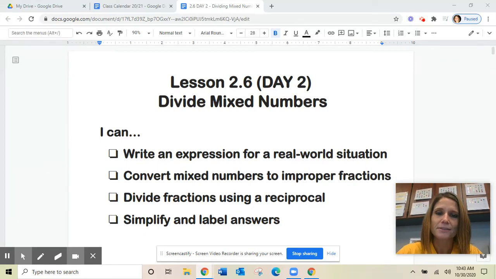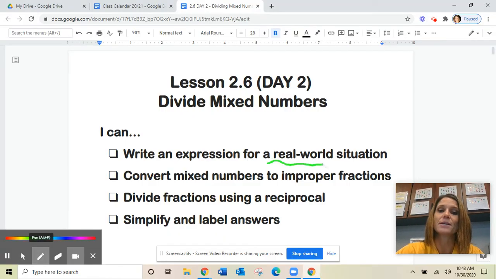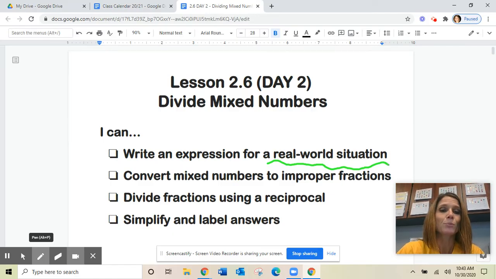Welcome back, mathletes. We've got our second day of using division with mixed numbers. Our focus today, though, is going to be on real-world situations. When in the real world would we have a division kind of idea that involves mixed values? So we'll practice some of those, setting up the expression, and then once we have the expression, we will use all of the good steps that we use when we're dividing with mixed numbers, like we've been doing.